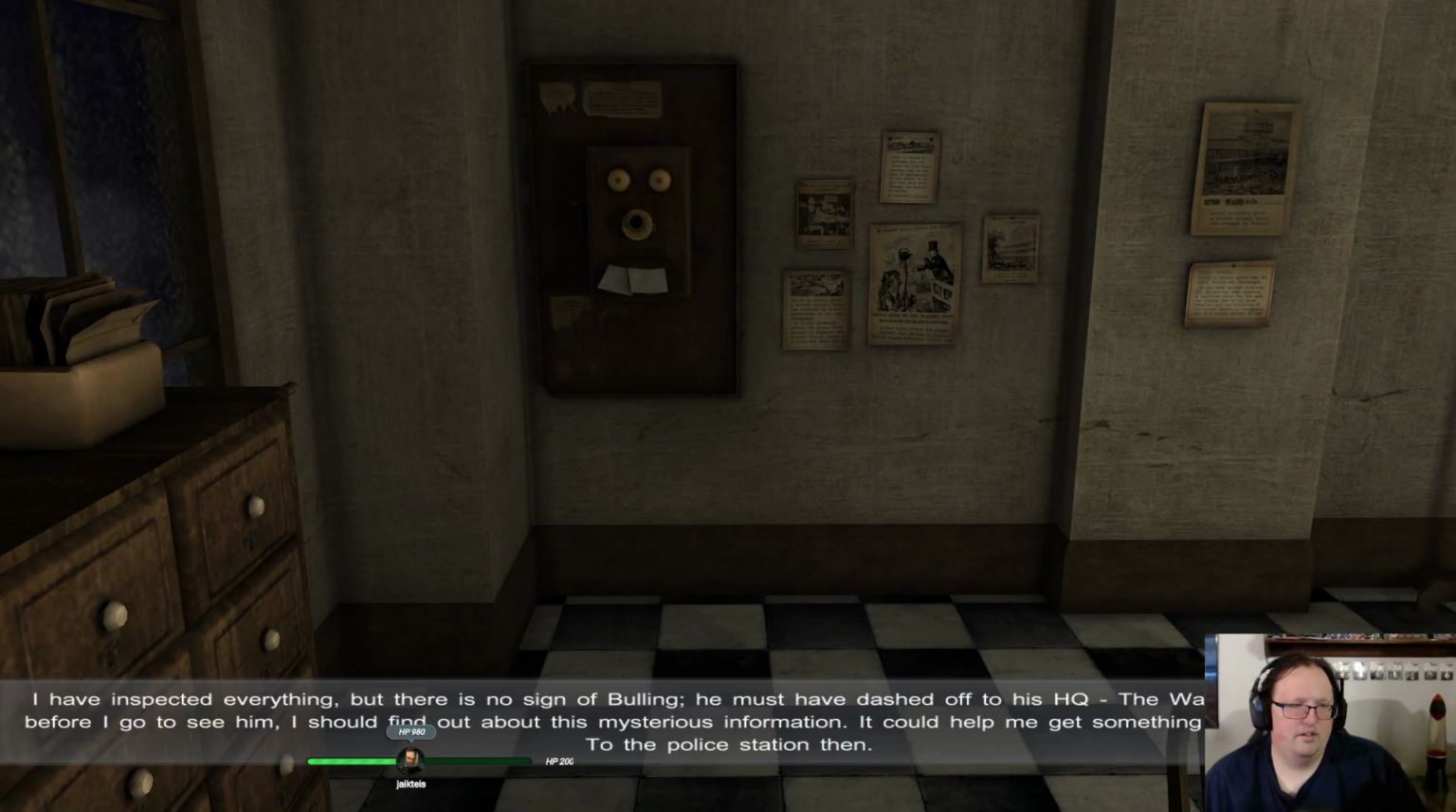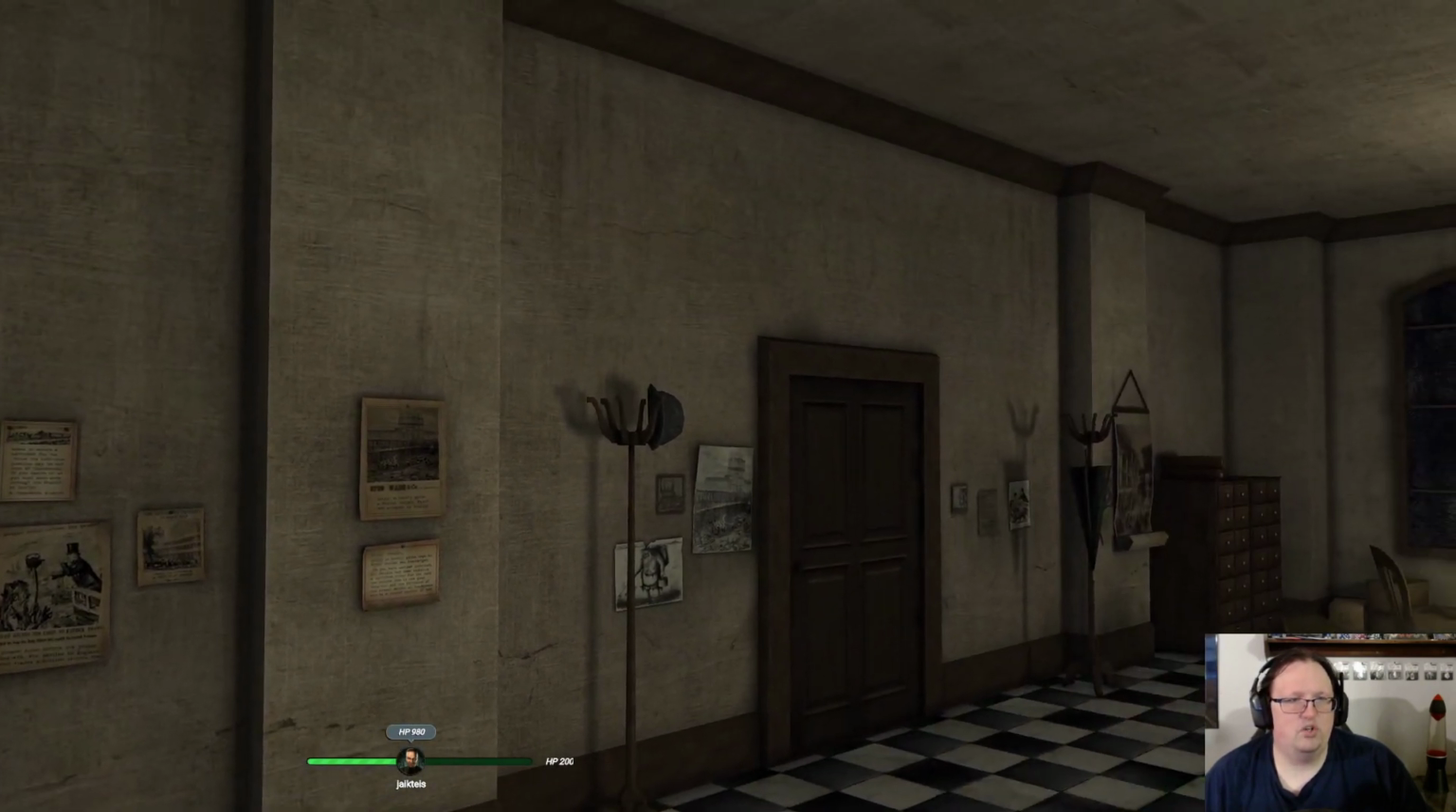I've inspected everything, but there's no sign of Bulling. He must have dashed off to his HQ, the Wasp's Nest. However, before I go to see him, I should find out about this mysterious information. It could help me get something out of the journalist. To the police station, then. To the police station.